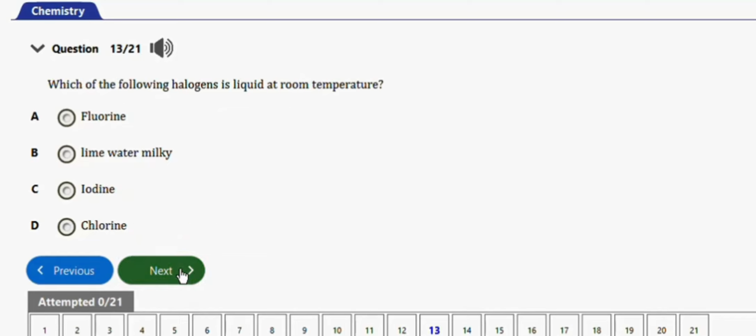Next question is this one. It says which of the following halogens is liquid at room temperature? That's bromine. Alright, take note of this question guys, option B.